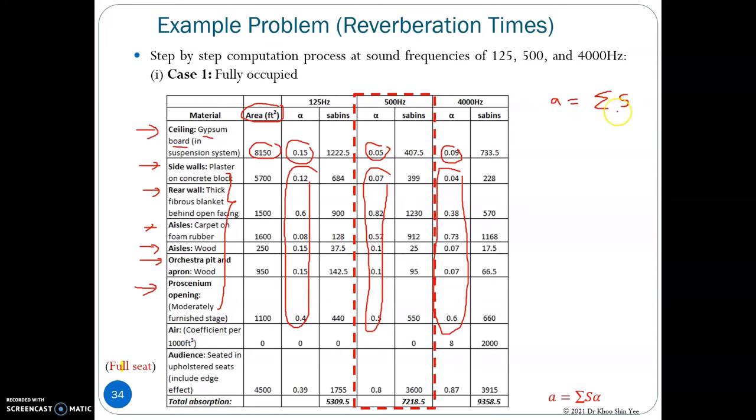So we take the summation of the surface area multiplied with the alpha. So in this case, 8150 is the surface area. You multiply with alpha here, you obtain the absorption in sabins unit. So 8150 multiplied with 0.15, you obtain this absorption value. So you can repeat the same procedure here.